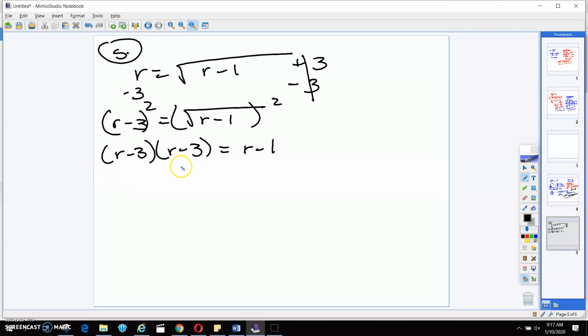A lot of y'all are struggling with this, so please make sure that you follow those arrows. r times r is going to give me r squared, r times negative 3 is going to give me negative 3r. Negative 3 times r is going to give me negative 3r. Negative 3 times negative 3 is going to give me a positive 9.